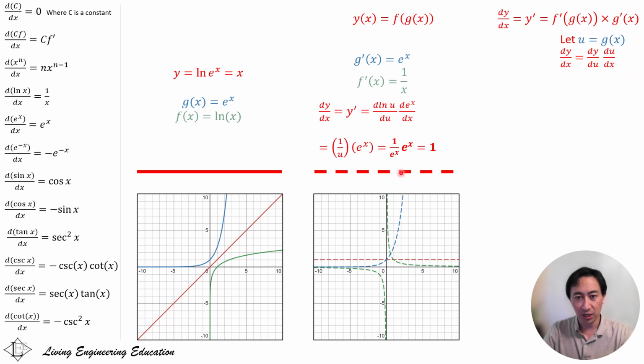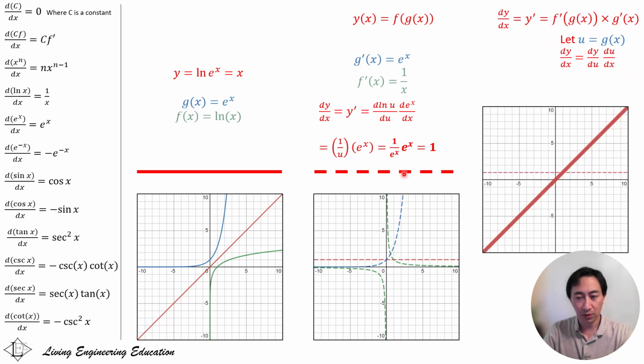Okay, so let's take a look at another example. And then here's your ln of e^x, which is just x, and then the derivative of that, which is just equal to 1. All right, let's take a look at one more example.